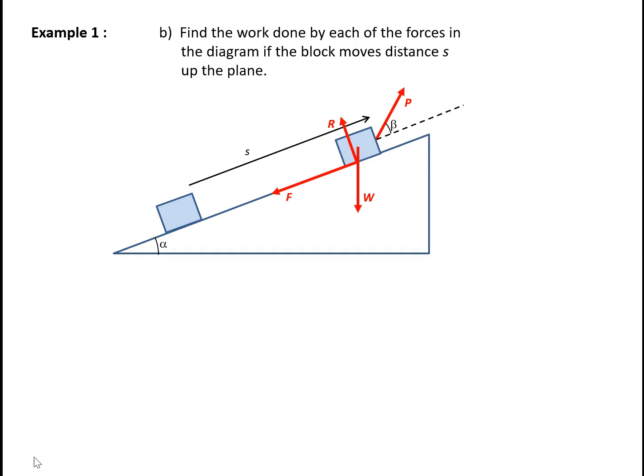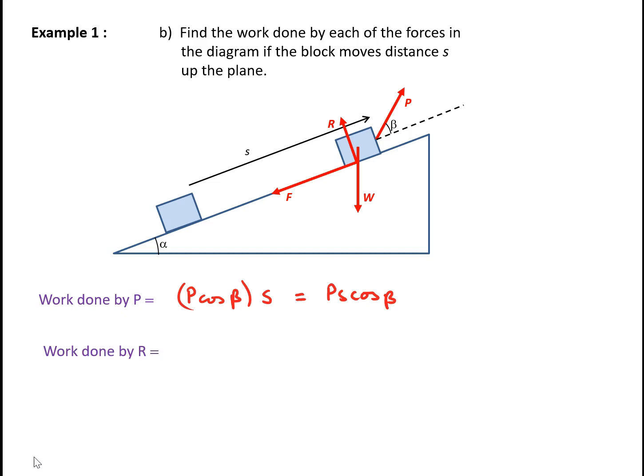In the second part of our first example, we've got to find the work done by each of the forces in the diagram as the block moves distance s up the plane. So, first of all, the work done by P is the component of P up the plane times s. The component of P up the plane is P cos beta, so the work done by P is P cos beta times s, or Ps cos beta.